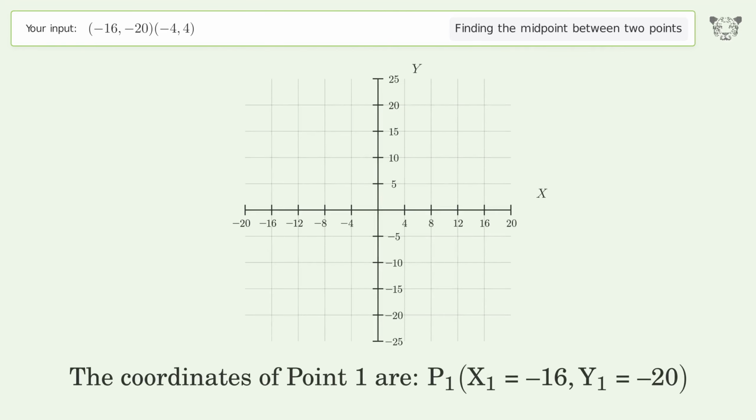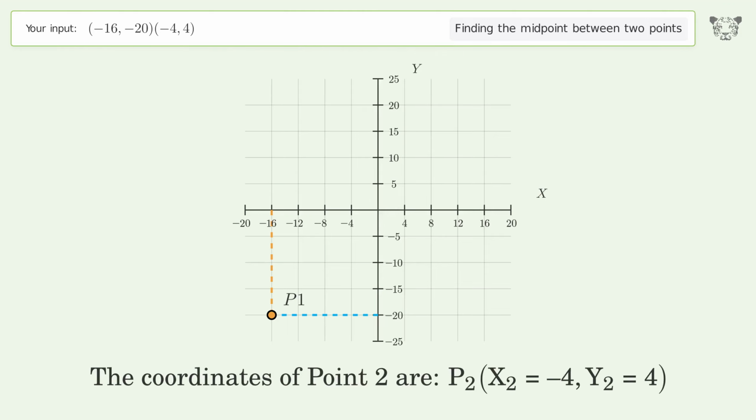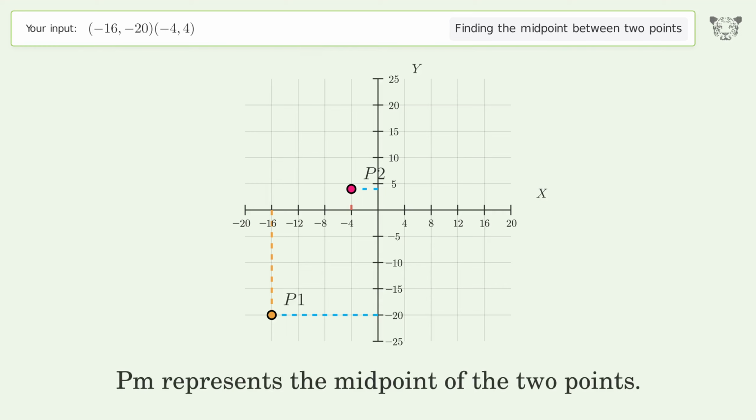The coordinates of point 1 are x1 equals -16, y1 equals -20. The coordinates of point 2 are x2 equals -4, y2 equals 4. PM represents the midpoint of the 2 points.